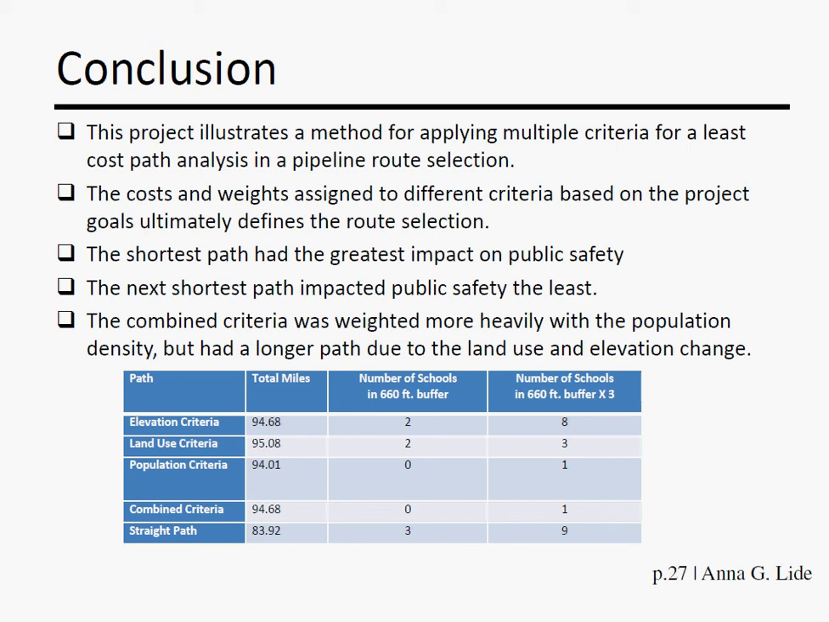The combined criteria was weighted more heavily with the population density, but had a longer path due to the land use and elevation change. The outcome of the least cost path analysis could be different with different cost rankings assigned in the land cover cost raster, or the weights assigned in the overlay raster could be modified. The project illustrates the power of the least cost path analysis, especially with the capability to tweak the input parameters depending on the project goals.